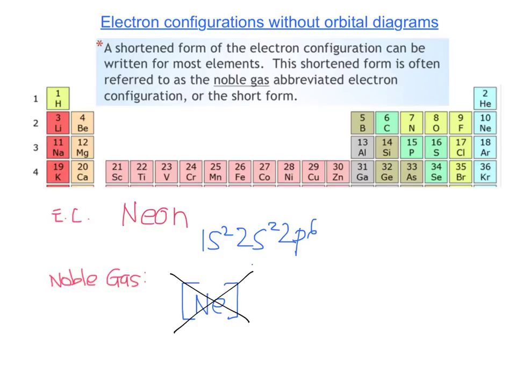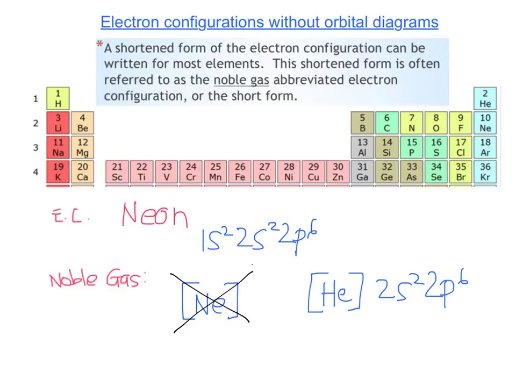So we still have to look at the noble gas in the row above. That means helium is going to be our noble gas in the row above, and it has 2 electrons. So I'm going to put helium, and since that has 2 electrons, we're only replacing this and still have to write the 2s2, 2p6.